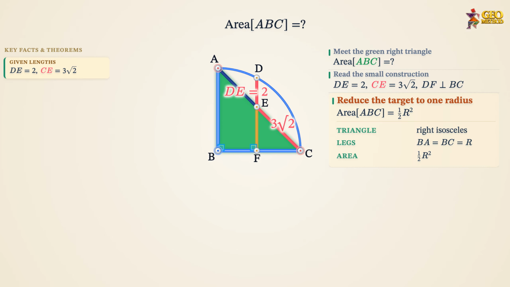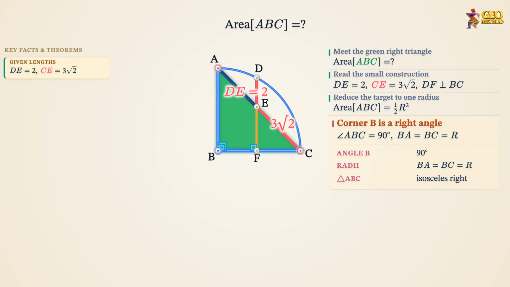Because angle ABC is 90 degrees and segment BA equals segment BC equals R, the green triangle has area 1/2 R squared. So we only need to recover the radius from the small construction.